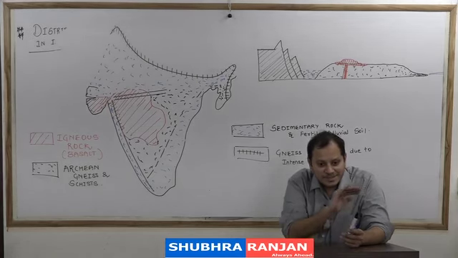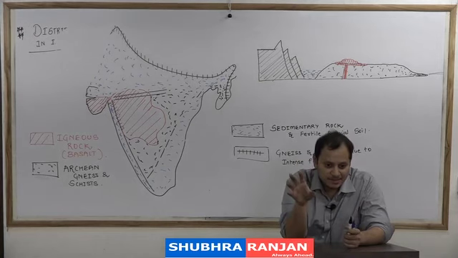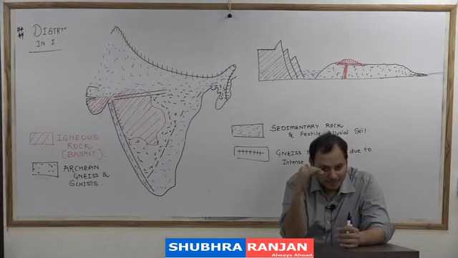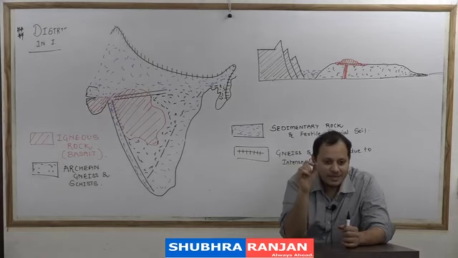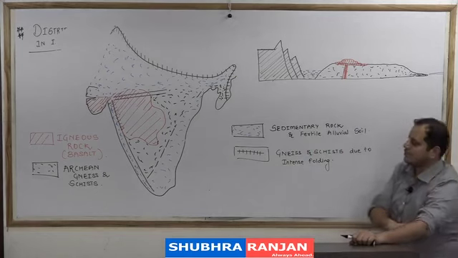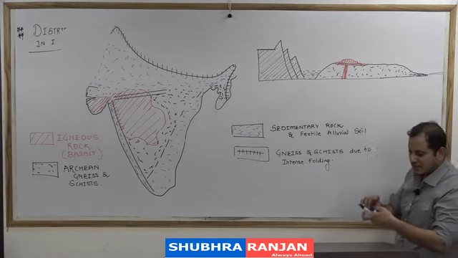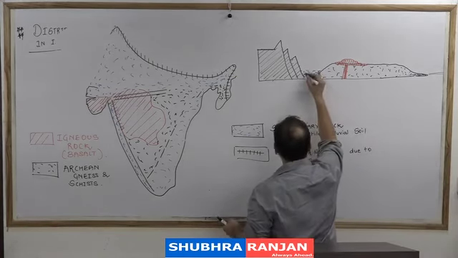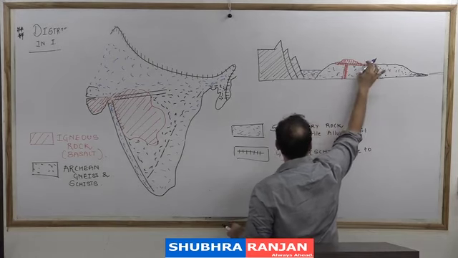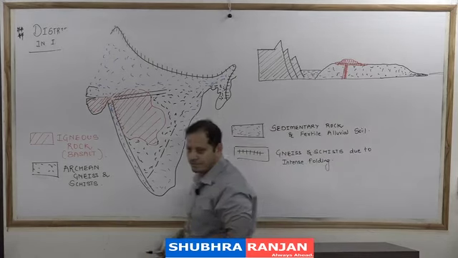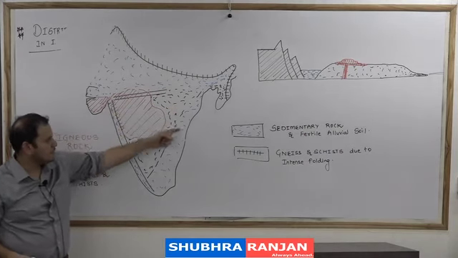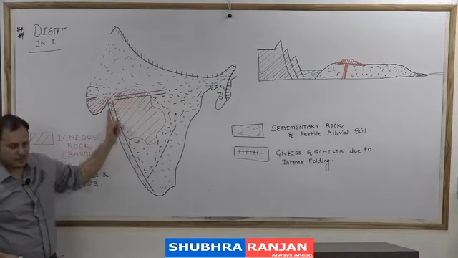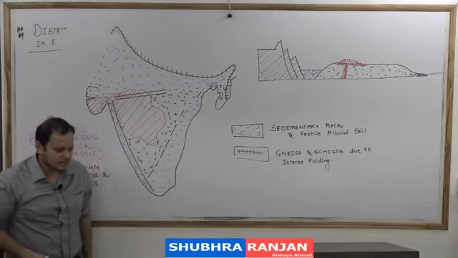Plains are always near the sea level, that is why they are called plains. Plateau is flat but much above the sea level. The definition of plains is near the sea level. A flat region which is nearer to the sea level is plains. A flat region which is above the sea level is plateau. Why is this above the sea level? Because you see this is the boundary of the plateau: Vindhya, Satpuras, Western Ghats and Eastern Ghats.